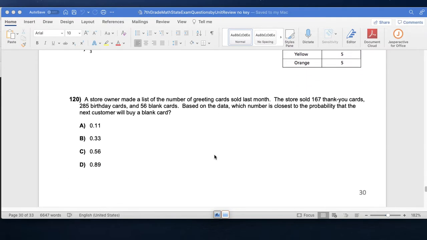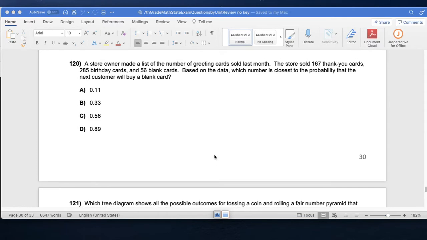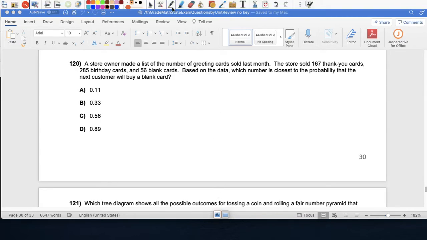20, a store owner made a list of the number of greeting cards sold last month. The store sold 167 thank yous, 285 birthdays, 56 blank. Based on the data, which is the closest probability that the next customer will buy a blank card? So let's add the number of cards first. We always need a total. So if you add it up, 167 plus 285 plus 56, there are 508 cards sold.